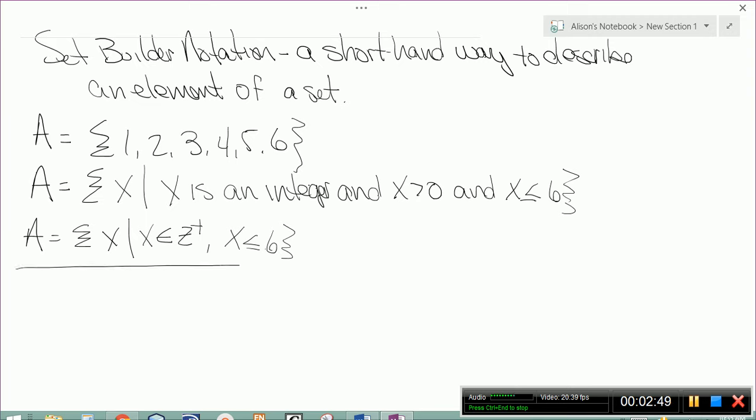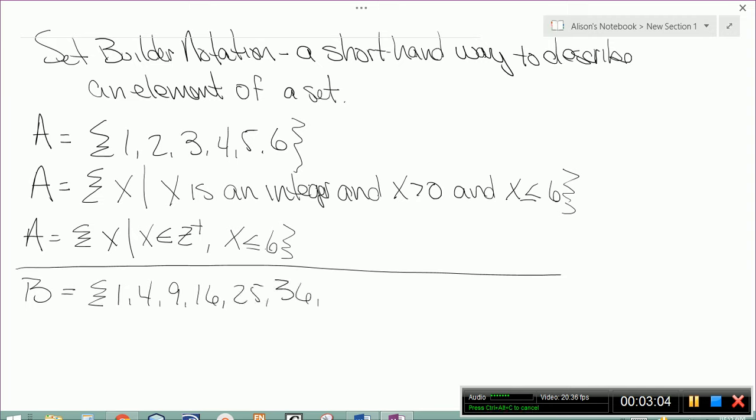All right, let's try another one, see if we can get another example. I'm going to start with the set B, and I'm going to say that B is, let's see, we'll say 1, 4, 9, 16, 25, 36, and 49. Now, this pattern may be familiar to you, but we're going to use set builder notation to determine what that pattern is. So I'm going to re-describe it in set builder notation by saying B is the set of all X such that X is, and then I have to try to find what that pattern is that is generating my set right above it.